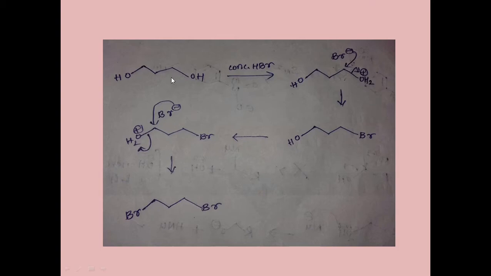Now here you can see this is the question, and we have taken concentrated HBr. There will be a proton, and this proton will be accepted by O, then it will be OH2, right? Bromine will attack from the backside and OH2 will be removed as water, right? And again the same reaction will be repeated as we have done here, and we will get this product. This is also SN2.